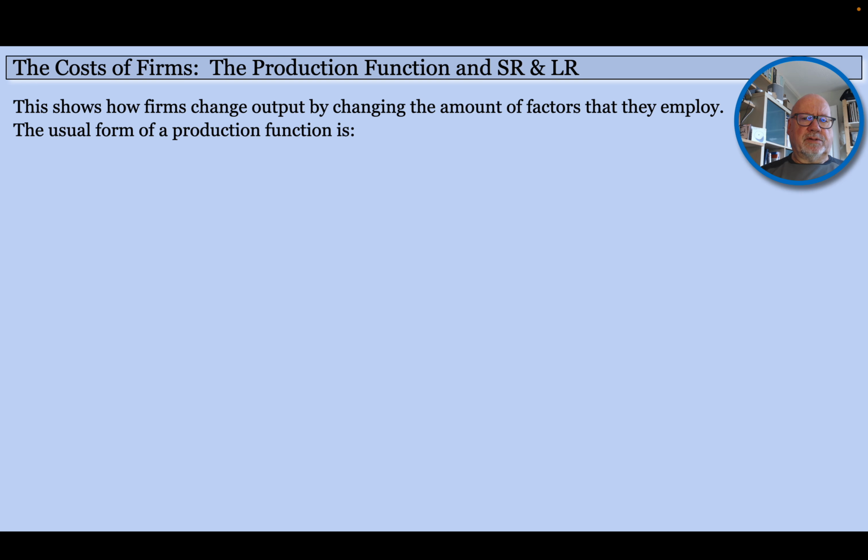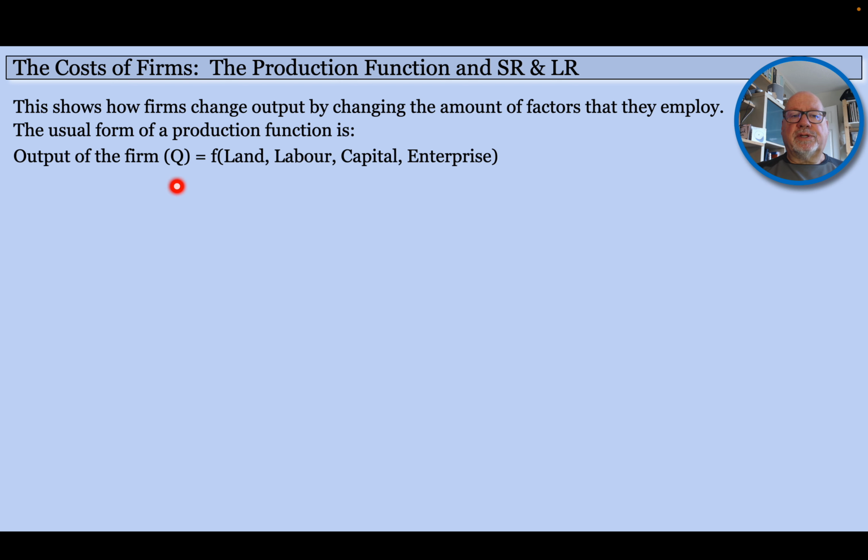So the cost of the firm, then, basically the firms change output by changing the amount of factors, and as I say, the production function is usually written in this form, that the output is some function of the land and the labour and the capital and the enterprise. What we tend to do though is we tend to say, well, look, we're going to keep enterprise the same and we're going to keep land the same, because it's a simplifying assumption, and so the only thing that we are changing is the amount of labour and the amount of capital.